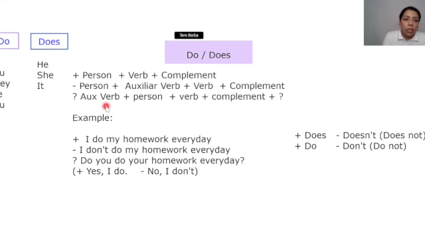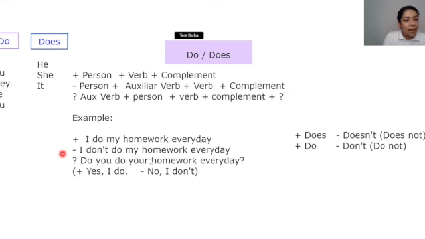In the question, we have a difference. We start with the auxiliary verb, in this case does or do in positive, because they are going to answer if it is correct or not. We're going to see it in an example. Then we put the person: I, you, he, she, it, they, we, or you. And then the verb and the complement. The most important thing for a question is the question mark. So guys, don't forget to put the question mark.